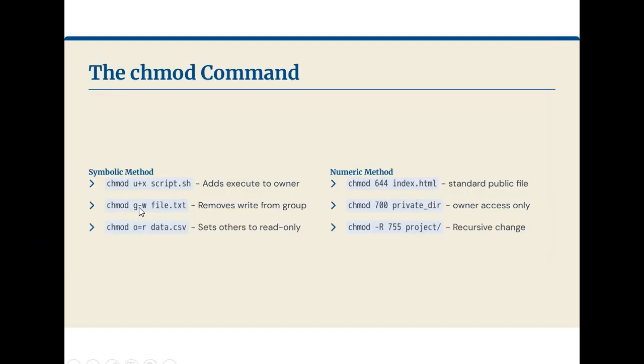Here is another example: g minus w file.txt. This will remove the write permission for groups. o equals r means that irrespective of whatever file permissions were there earlier, they are all revoked and only read permission is given for others. So let us have a demo of this example.